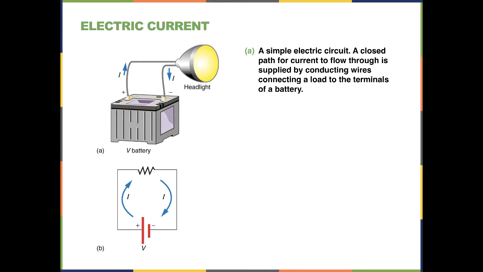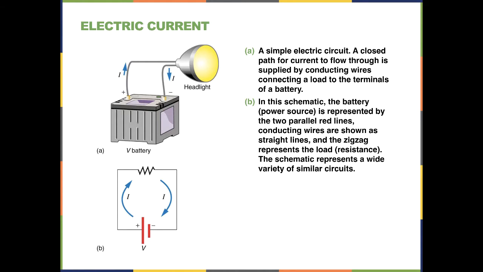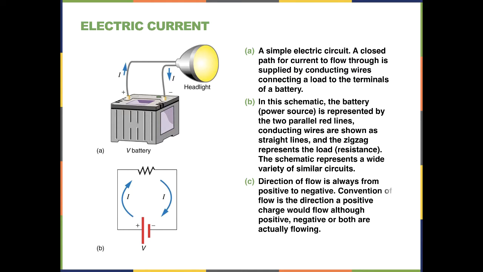Diagram A shows what things look like in real life, and diagram B shows the way you would write this out schematically. You can see that the battery is the power source, and here it is represented by two parallel lines, one of which is longer than the other. When you draw it in this way, the longer side represents the positive terminal of the battery, and the shorter side represents the negative terminal. Also notice that the direction of flow is always from positive to negative.